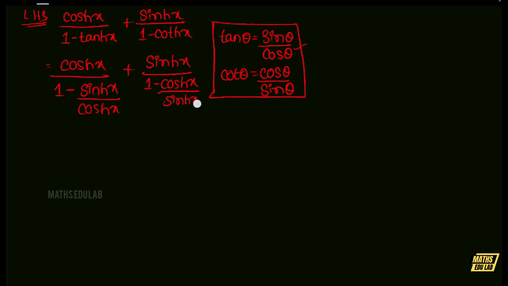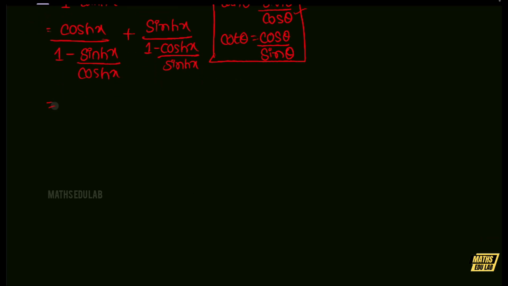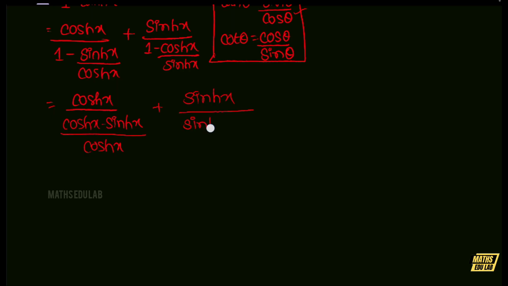So on solving the denominator side values, I get it as cosh x/((cosh x - sinh x)/cosh x). And similarly for this also I can write it as sinh x/((sinh x - cosh x)/sinh x).